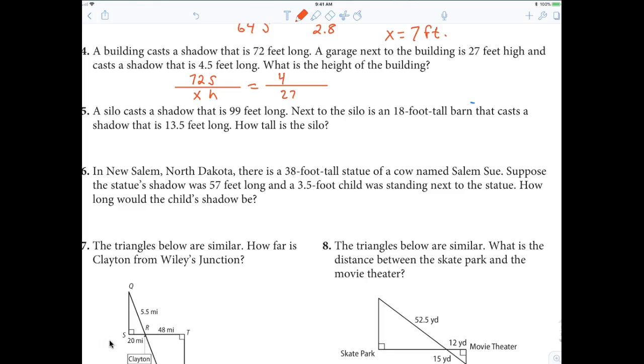Exactly. Now look, I tried to tell some people earlier, if you're not understanding me, just tell me. Yes. Why did you put 4.5 on the top? Well, 4.5 represents the what? Doesn't it say it's the shadow? So we put shadow on the top. Can you write x over 72? Then you'd write 27 over what? 4.5. Is that okay? It's the same.